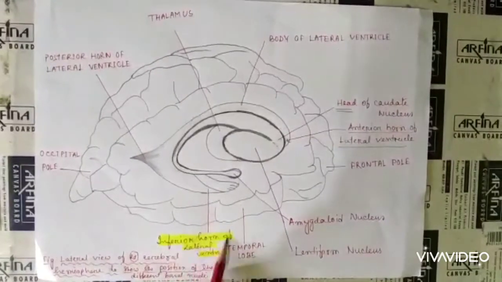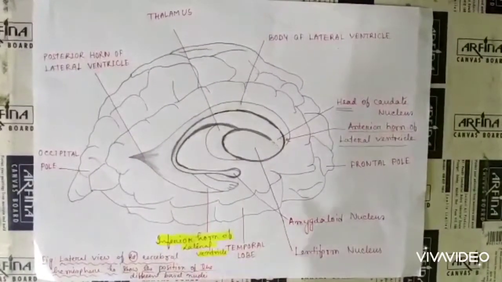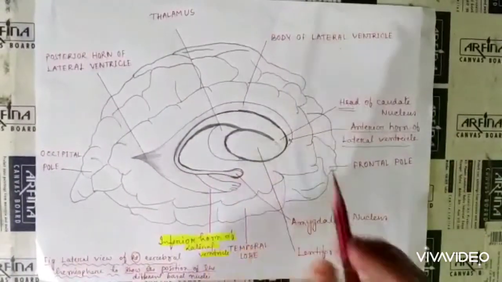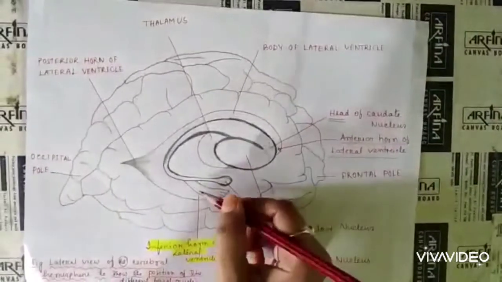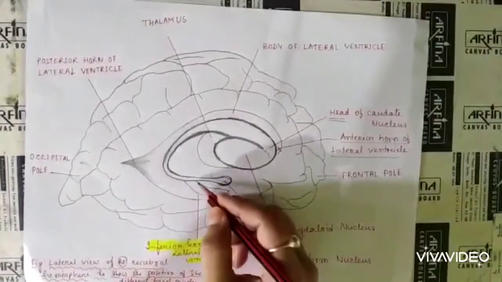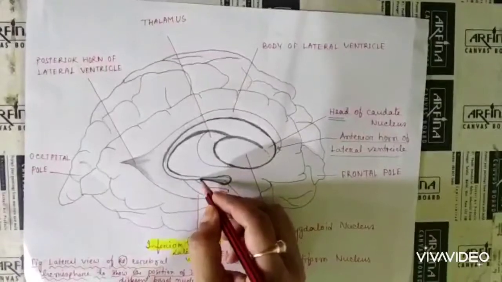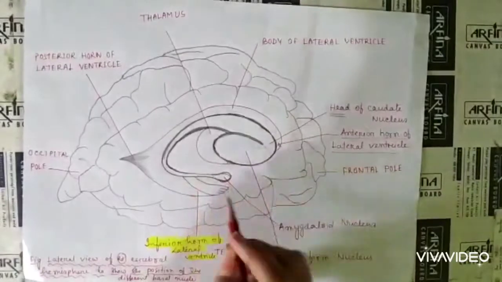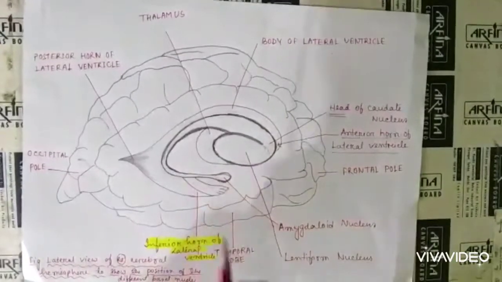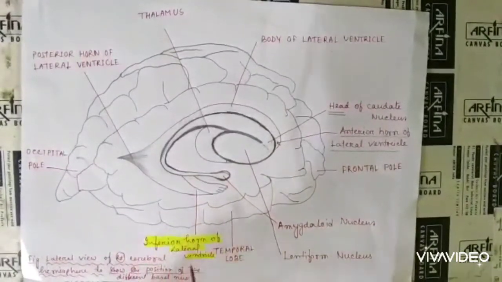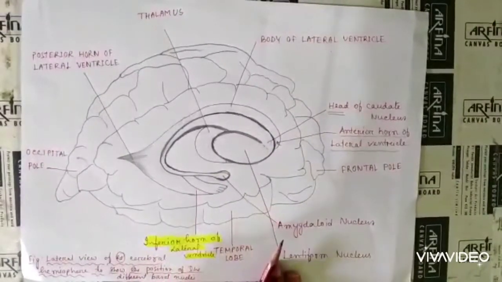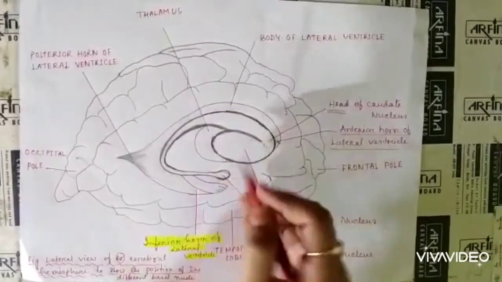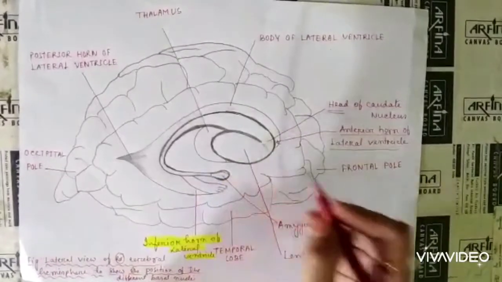This part is the inferior horn of the lateral ventricle. This portion is the tail of the caudate nucleus, and it forms the roof of the inferior horn of the lateral ventricle. This tail ends by joining the amygdaloid body.